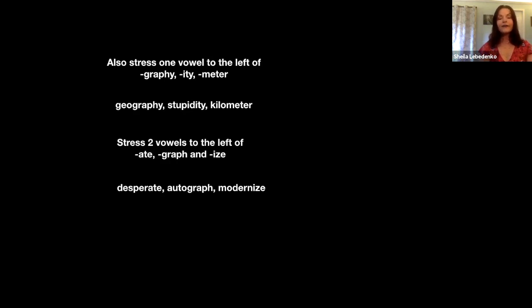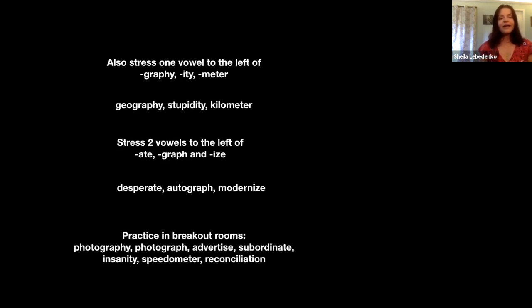Desperate, autograph, modernize. So we can see how geography is different from autograph. They stress geography goes one to the left and autograph goes two to the left. So there's a difference between graph and graphy.